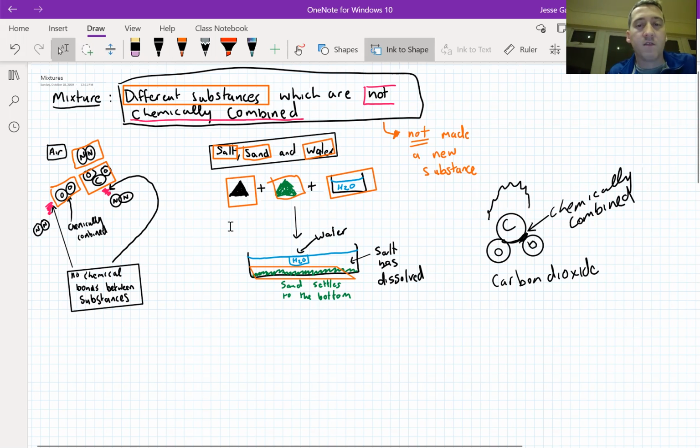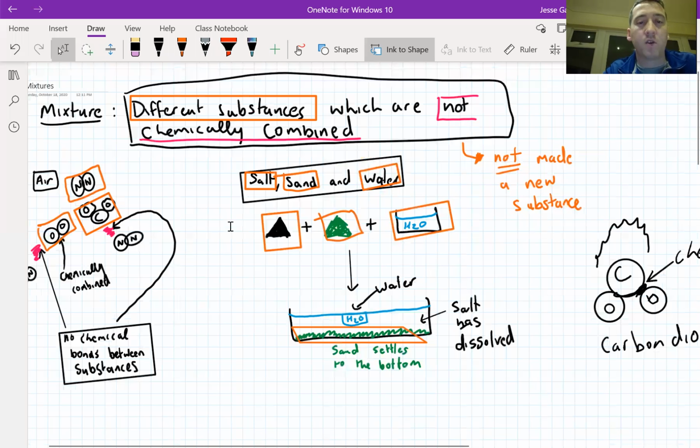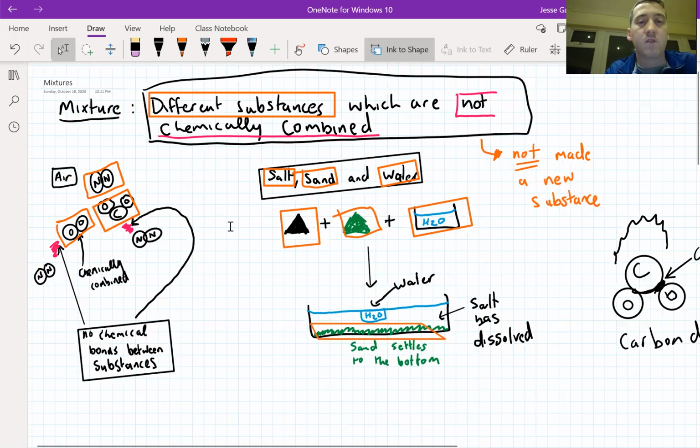Okay, so time for you to do some practice now. Actually, before we do that, I want you to pause the video and take down the definition of a mixture. It's up here at the top of the screen. A mixture is different substances which are not chemically combined. So pause the video and take that down.